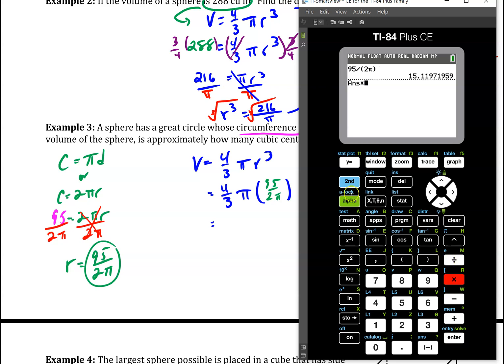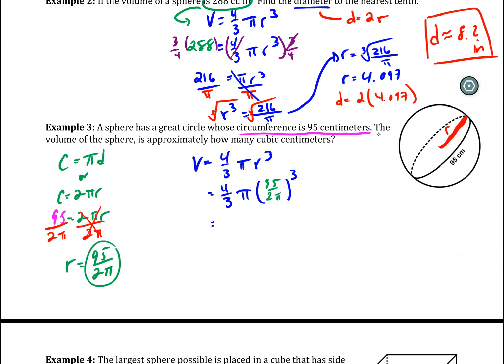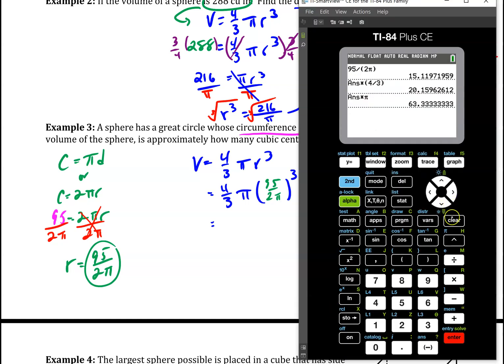I'm going to multiply that by 4/3. That's 20.159, right? And I still need to multiply by pi. So one more step, multiply by pi. Hit enter. So that's the decimal that I get, which does not... Oh, you know what I realized? What we forgot to do? We didn't cube our radius. So let's go back and adjust that.